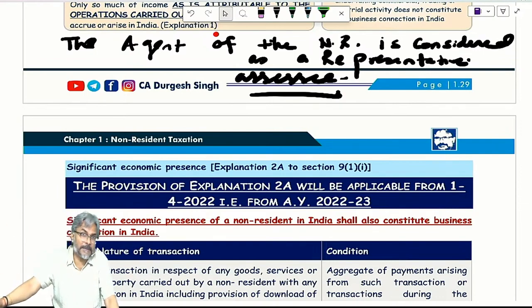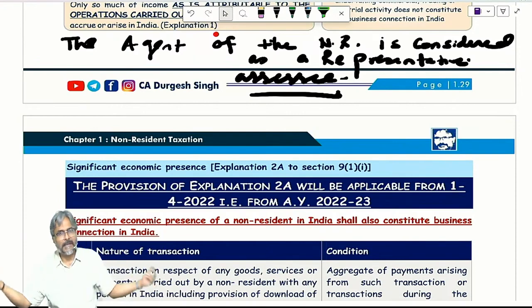So what is this significant economic presence? In a case where there is a significant economic presence, the physical presence will have no relevance. But you say, but sir, if there is a physical presence but there is no significant economic presence, then what? It is already a business connection. I set up a branch. For the last 2 years, it is only doing business of 2,000 rupees. It doesn't matter. Then we don't look into the significant economic presence. Because the general principle is what? That if you have got a physical presence, you have got a business connection.